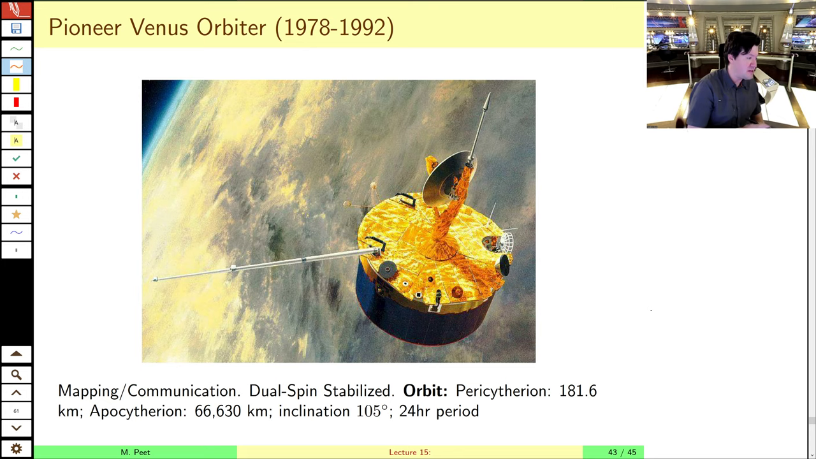An example of a spin stabilized spacecraft was the Pioneer Orbiter. So this was spinning, right? And this part was not spinning, despun. So this would maintain the attitude of the spacecraft overall, while this despun part could rotate about that axis to point towards the Earth.